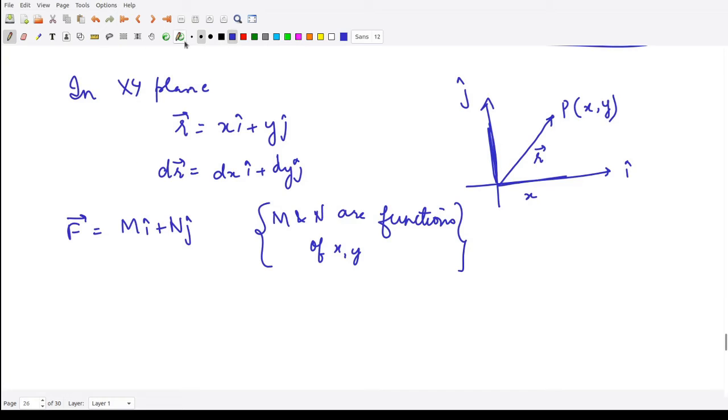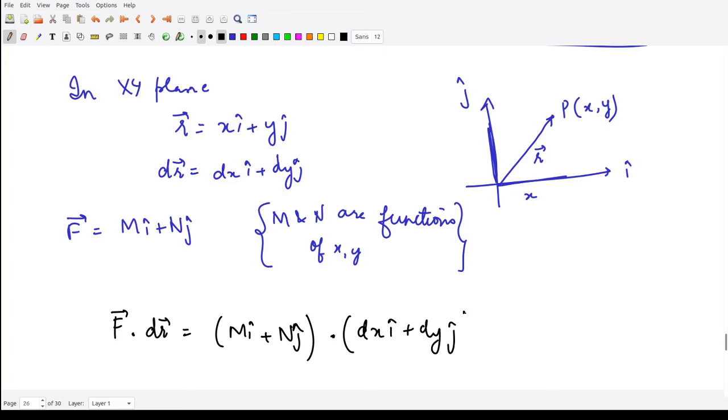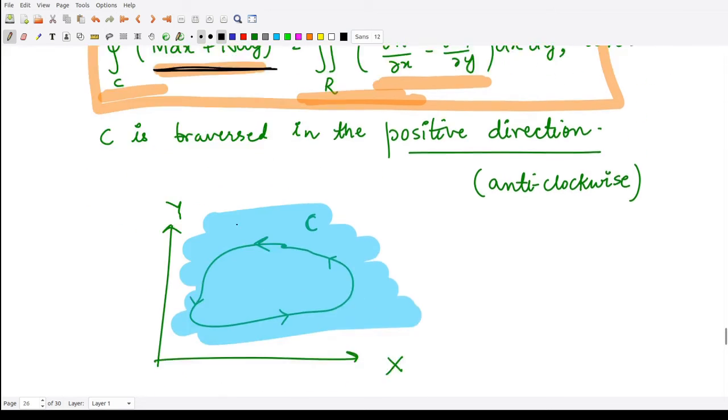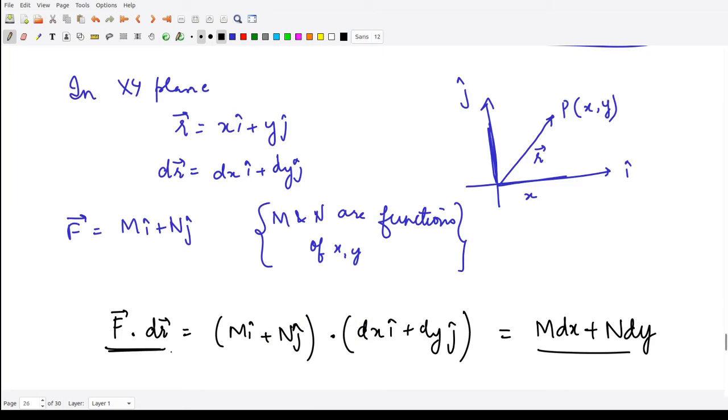using this, I can now define the vector F dot the vector dr. So what would this be? It would be M i cap plus N j cap dot the vector dx i cap plus dy j cap. So when you perform this dot product, it would be equal to M dx plus N dy. So if you notice, this quantity is the same as this quantity over here. So that means in place of M dx plus N dy, you can now write the vector F dot the vector dr. So this is one portion.